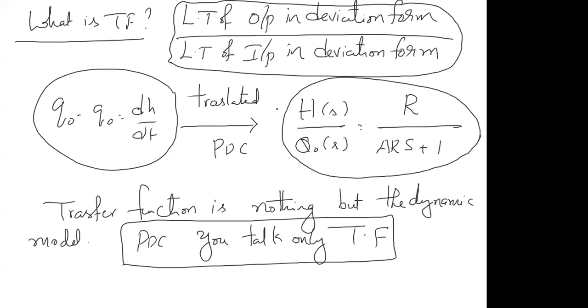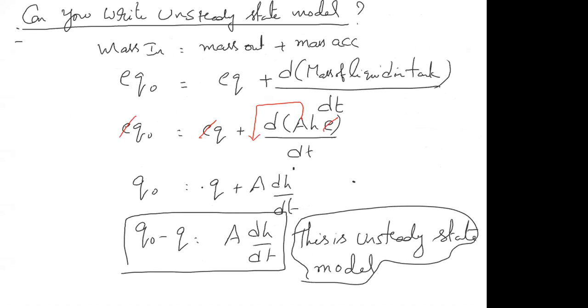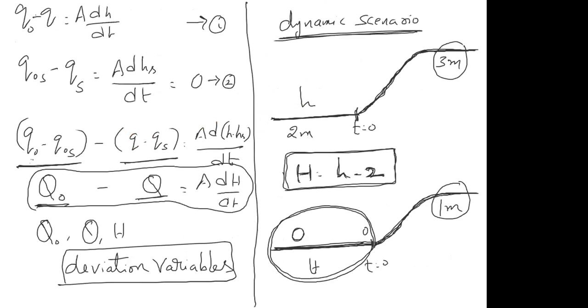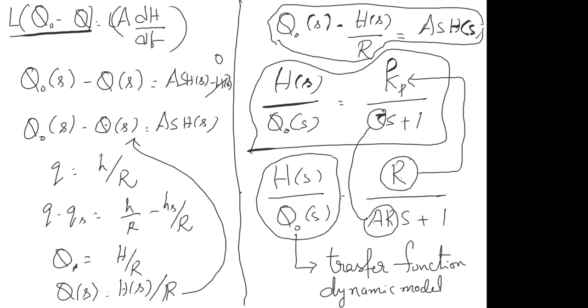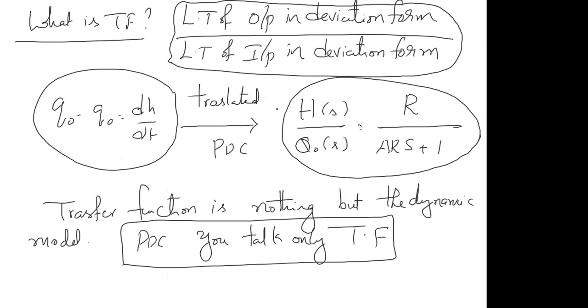So what did we do for the transfer function? You started with the same dynamic model. Then you translated your dynamic model to deviation variables. Then you translated it into the Laplace domain, which is your transfer function. So it remained the same, no? You are not inventing anything new in PDC. You are only writing your dynamic models in a convenient form so that it is easy to solve when you are talking about the dynamics.